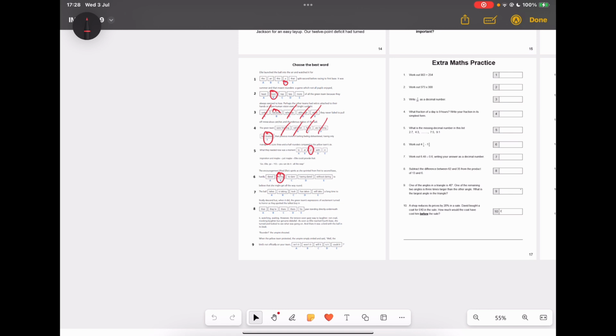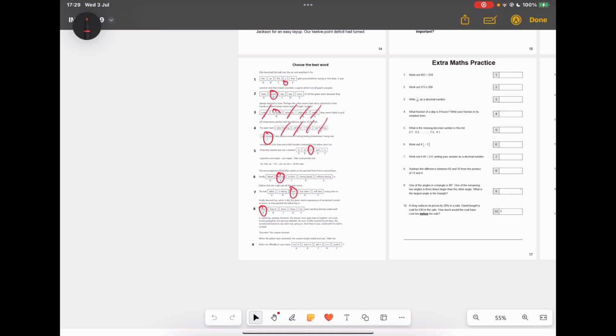7. The ball, and that's because the green team is known to do badly, so that's why it's that. 7. The ball took a long time to finally descend, but when it did, the green team's expressions of excitement turned to horror as they spotted the tallest boy in their year, there as in possessive, standing directly beneath it, watching, waiting.